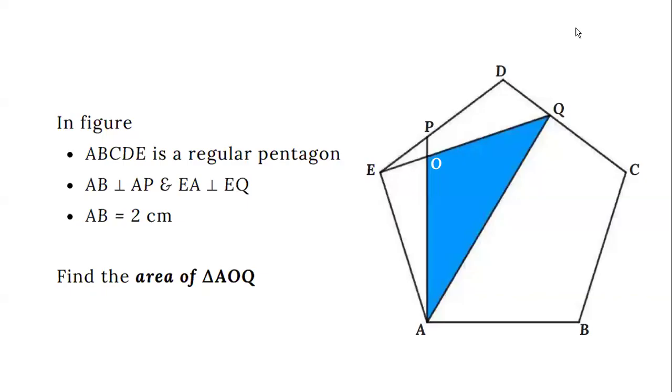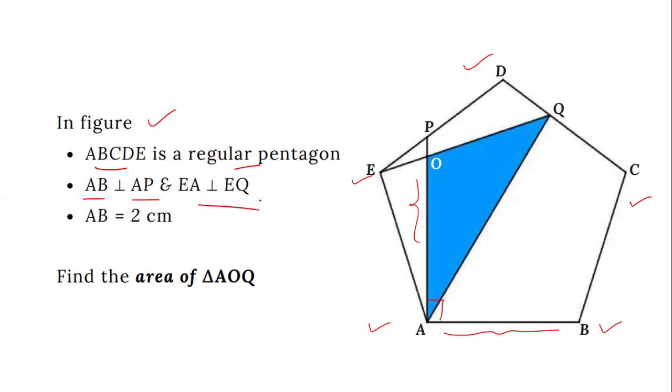So hello guys, in this video we are going to solve this problem. In this problem it is given that in the figure ABCDE is a regular pentagon. You can see that A, B, C, D and E form a regular pentagon, and AB is perpendicular to AP. So you can see that this line AB and this line AP are perpendicular, and this is a 90-degree angle.